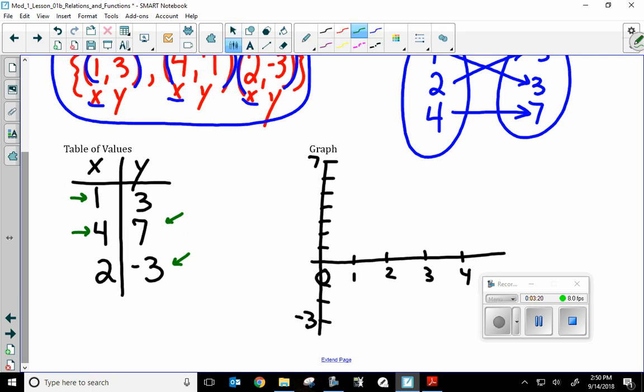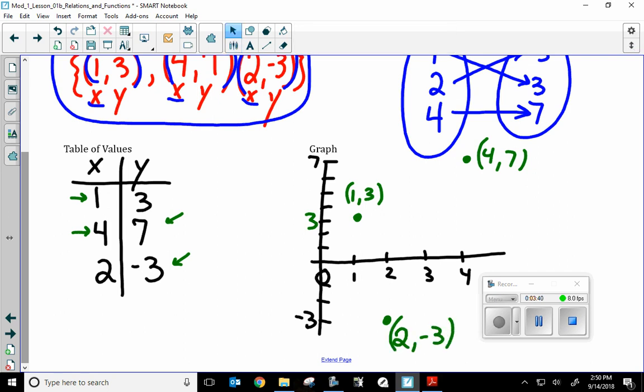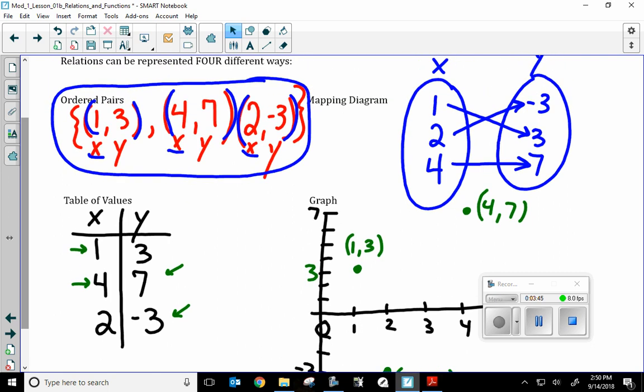So all I'm going to do is just plot these points. I have 1, 3. Okay, go over to 1, up to 3. That's right here. That's 1, 3. Okay, I have 4, 7. I go 4 all the way up to 7 right here. That's 4, 7. And I have 2, -3, which is down here. All right? And that's graphing. So those are our 4 ways to represent relations right there.